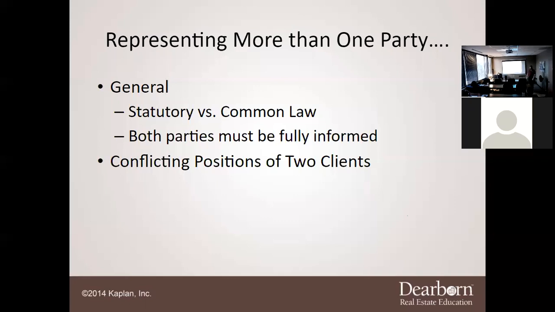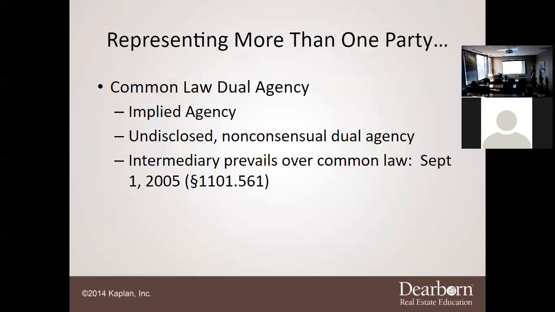Now, with common law dual agency, look what this says, Mr. Eugene. What's that word say right there? Implied. What's that mean? It's written down? No, you walk over and you tell them? Implied. Not telling. It's your actions. Your actions create dual agency.